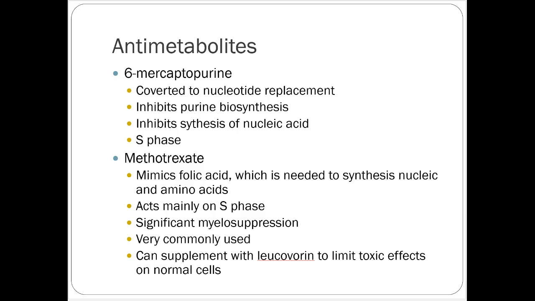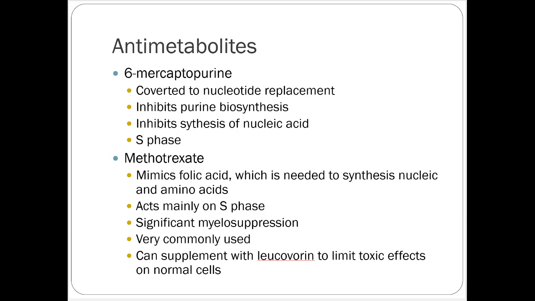A couple others, 6-mercaptopurine inhibits purine biosynthesis, and methotrexate mimics folic acid, which is needed to synthesize nucleic and amino acids. However, it's enough of a different molecule that the body will think it's folic acid, use it, therefore it can't synthesize the correct base pair appropriately. Therefore, you get, again, a disruption in S phase.